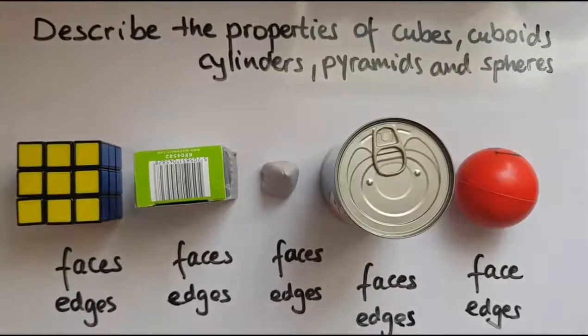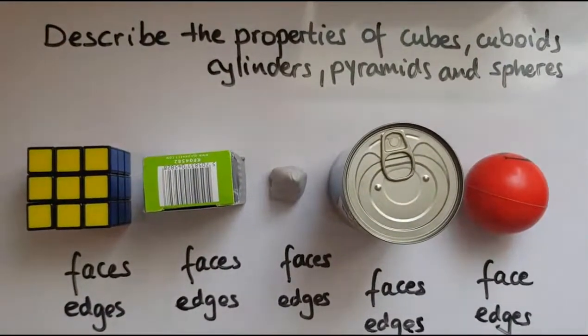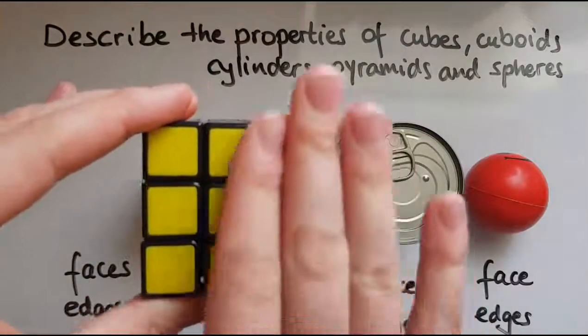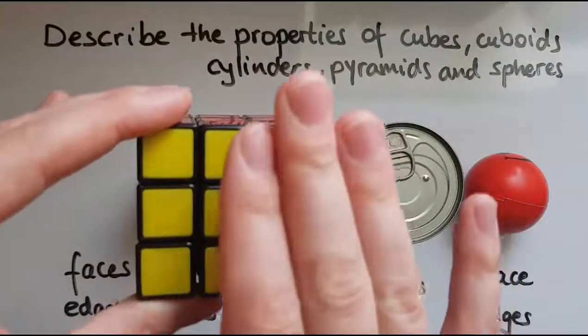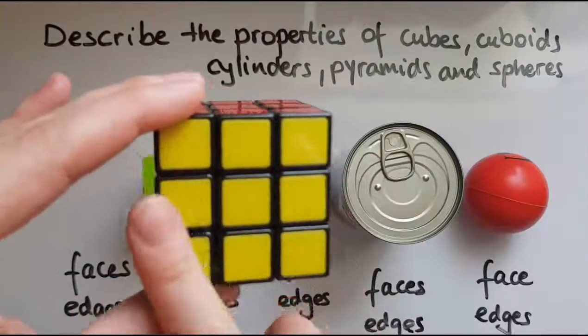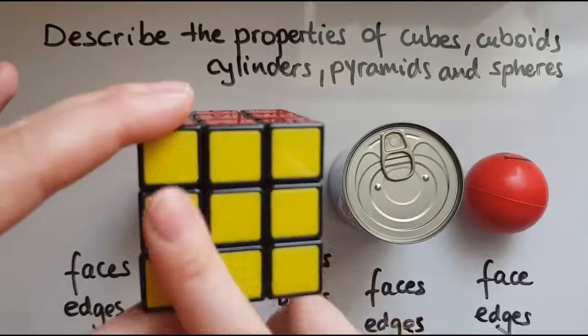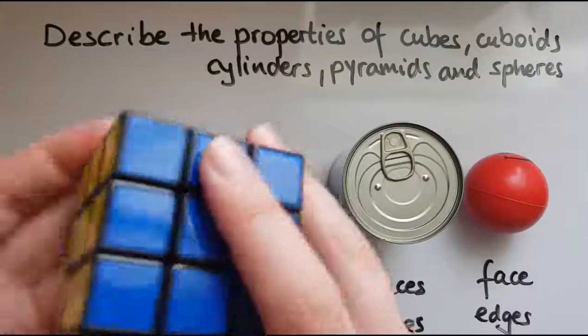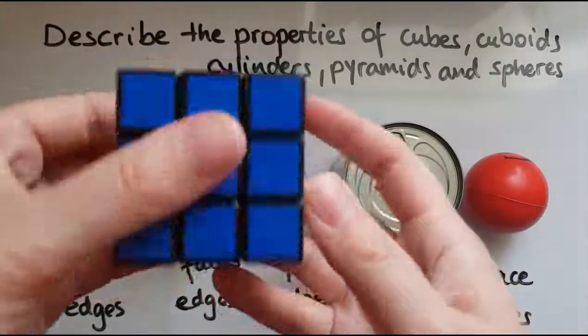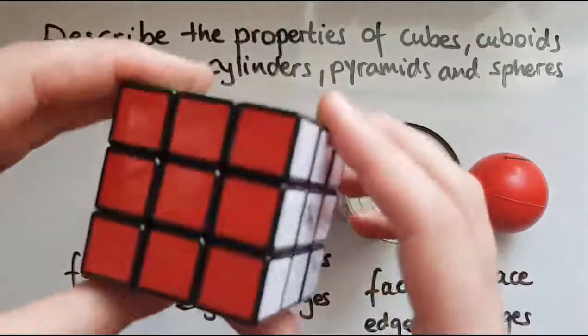In this video we'll learn to describe the properties of cubes, cuboids, cylinders, pyramids and spheres. You probably recall that we call these 3D shapes, or three-dimensional shapes. Looking at a cube, the faces are the ones that we see when we turn the shape around. So this is one of the faces. They're normally flat. So we've got 1, 2, 3, 4, 5, 6. So there are 6 faces in a cube.